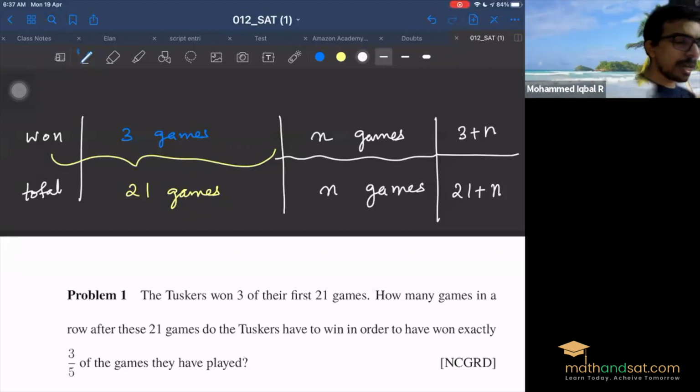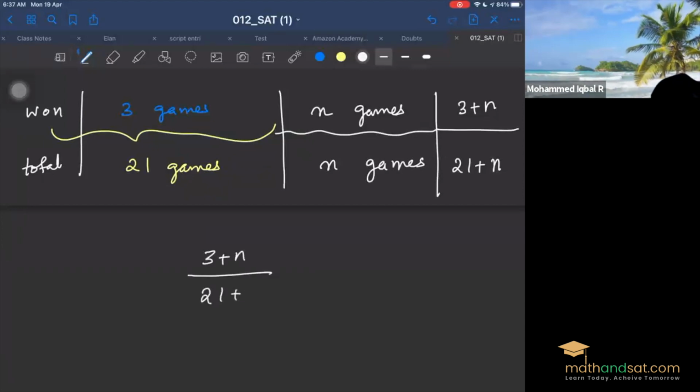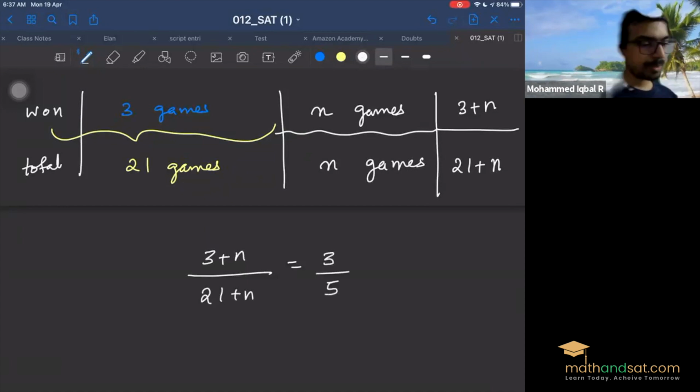Yeah. You just equate it. What do I equate? The ratio is 3 plus n is to 21 plus n. And this is given to be 3/5. That's all. Now, can you figure the value of n by solving this equation?